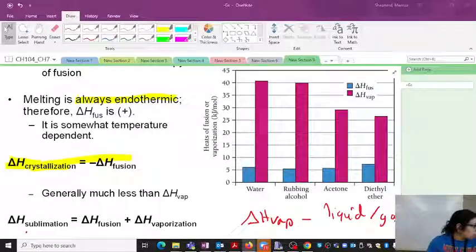Sorry, I'm trying to find an example. Trying to do one that's not water, but trying to find all the... there we go.